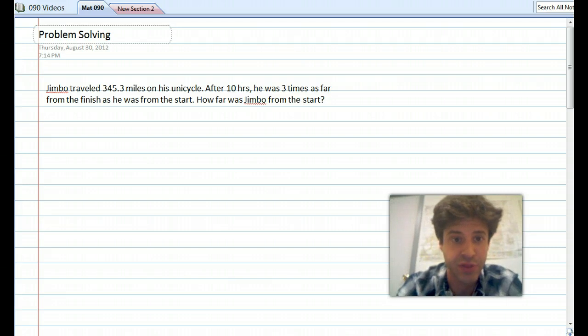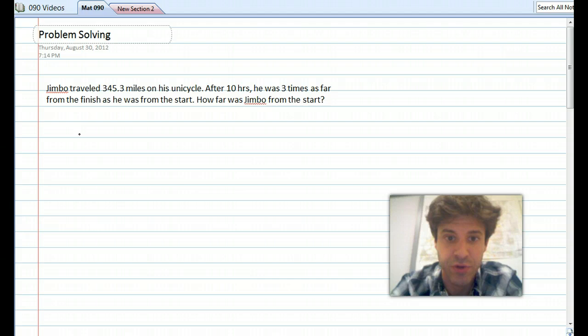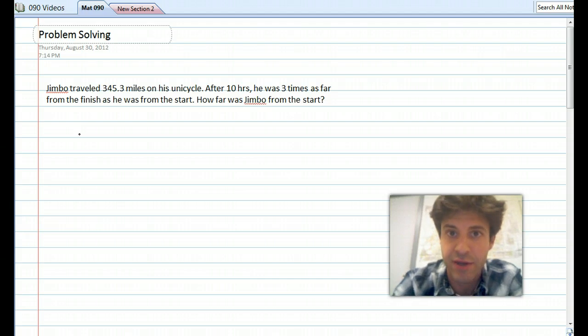Okay, the first step with every word problem is going to be to get yourself familiar with the problem and try to figure out exactly what the problem is asking for. And take one of the things that the problem is asking for and call it x. So in this problem, the question is, I think, pretty clear. How far was Jimbo from the start? That's going to be our x.